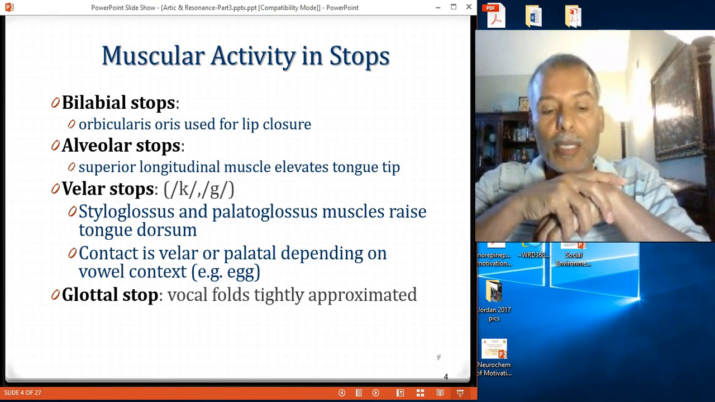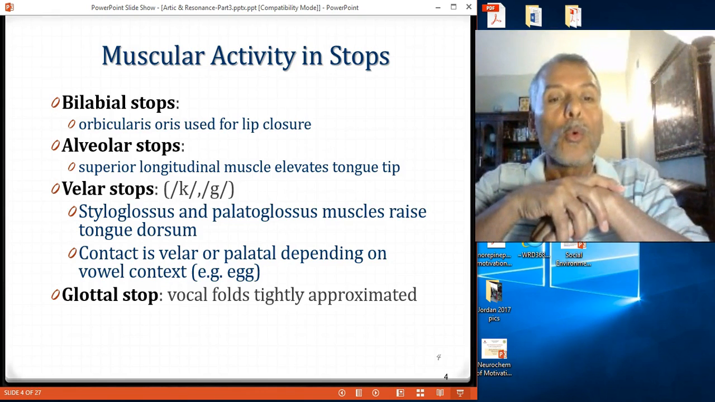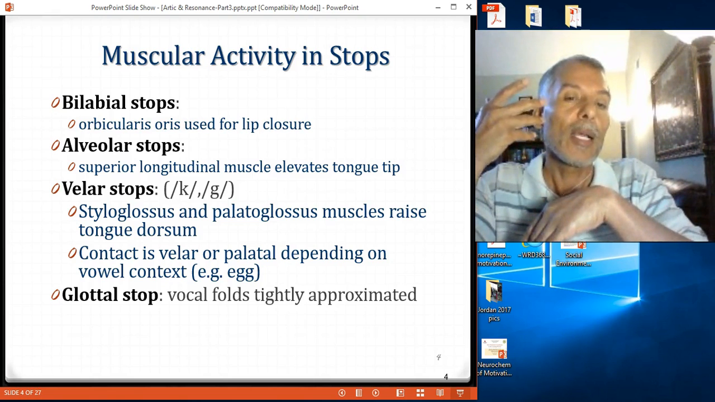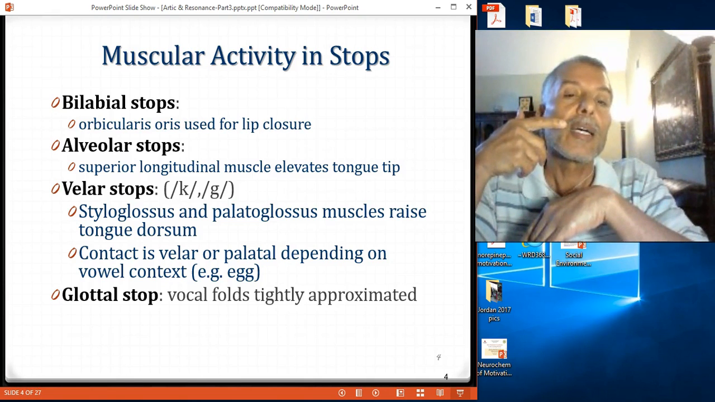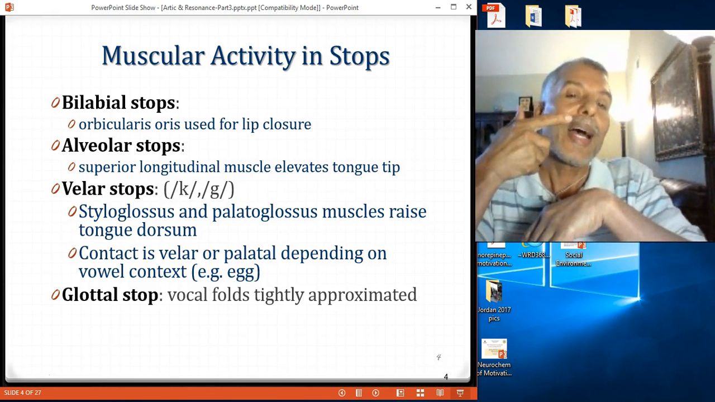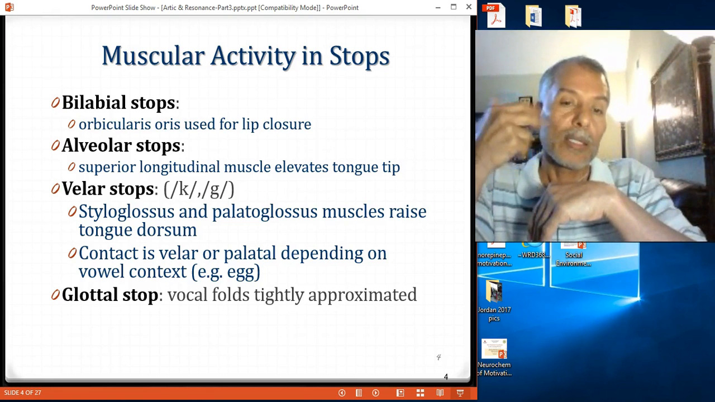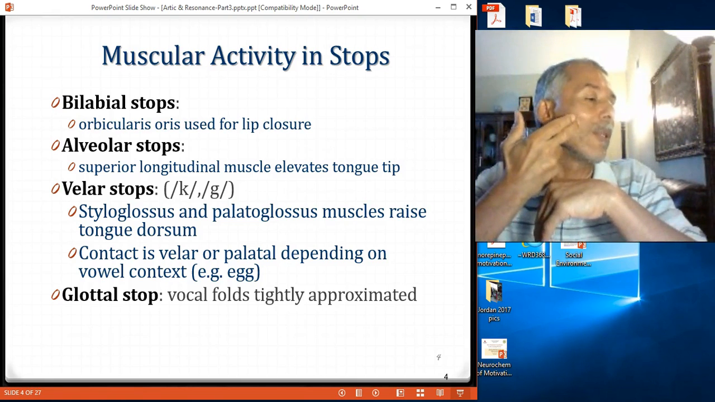Now, when you say, for example, goofy: oo is back, the tongue is back and high, and you are saying g, so you get ready to go back and to go up. So in anticipation, the back of the tongue goes further back, into the soft palate or the velum itself. That is again in anticipation, and it just makes the placement further back.